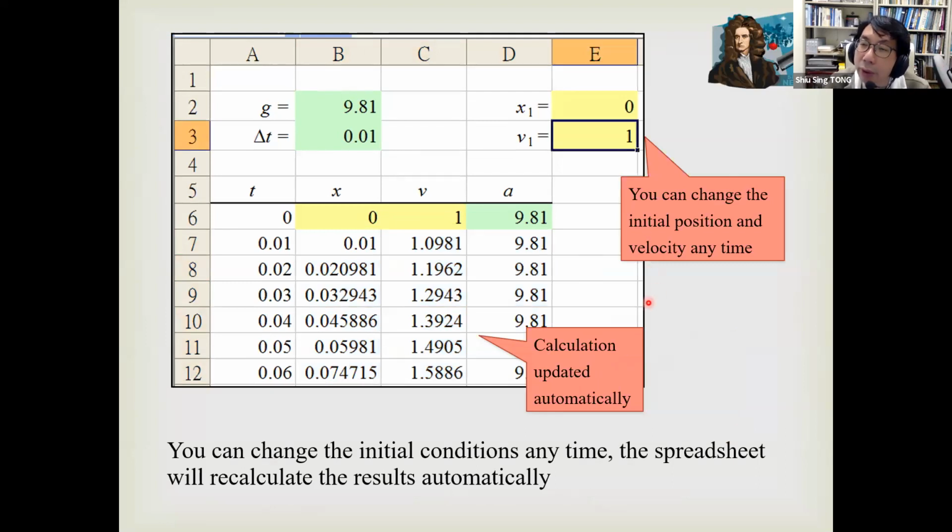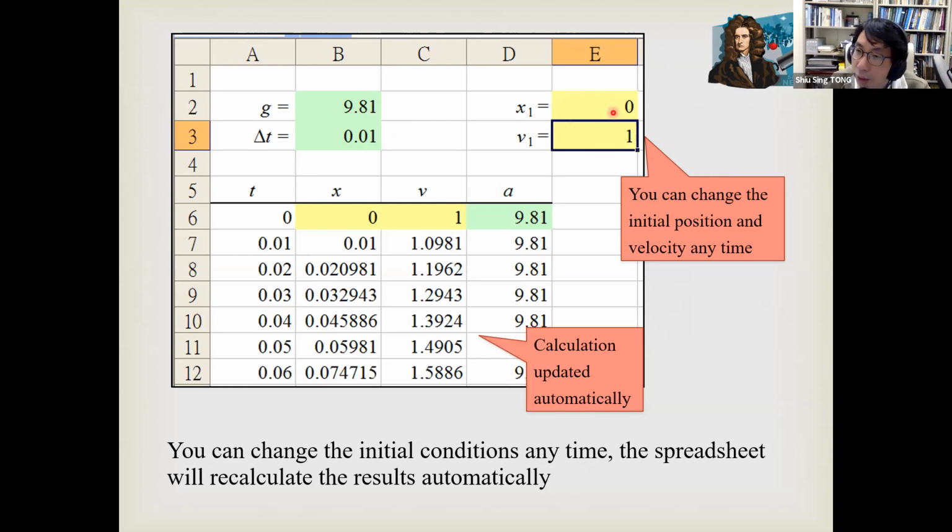Now, the good thing about Excel is that when you change the initial condition, the result will change automatically. Suppose I now want to change the initial velocity. I want to project the ball downwards initially, but not releasing it at rest. So now instead of writing it as a 0, I use 1. I project the ball downwards with the initial velocity 1 meter per second. Okay, so I changed it to 1. And after I press enter, this velocity changes, and also this column will change automatically. The computer will redo all the calculation for you.